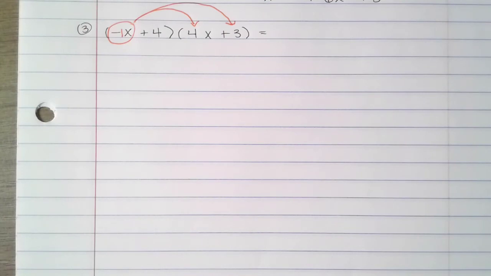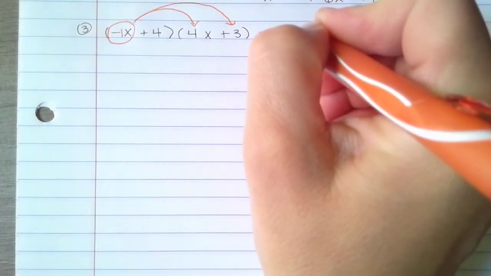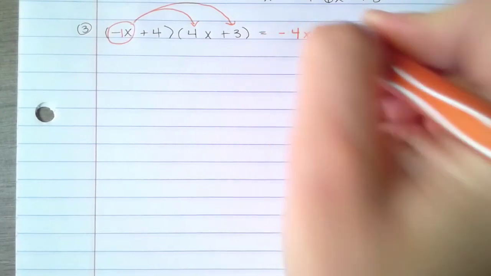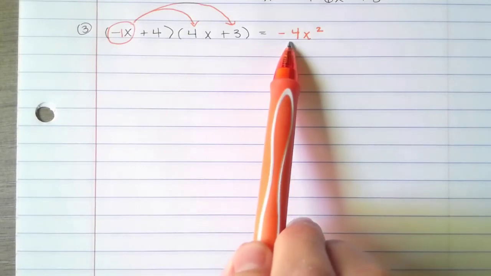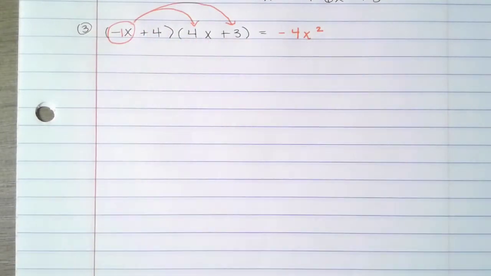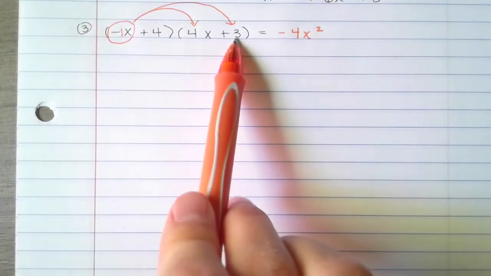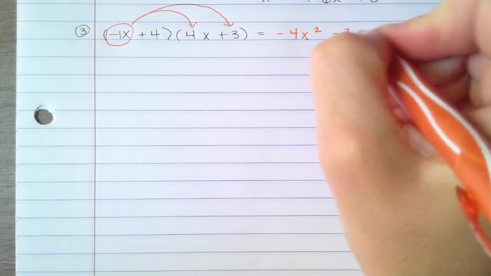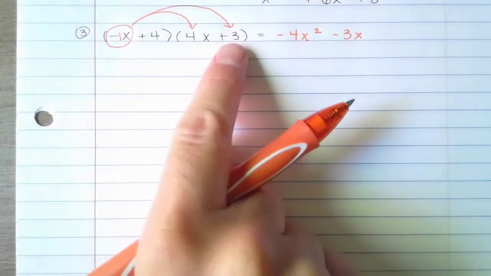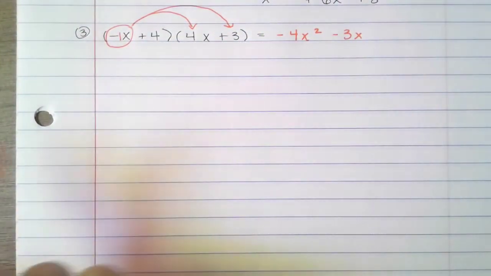So in this case, negative 1x multiplied by 4x is negative 4x squared. I'm getting that because the negative 1 times the 4 is negative 4, and x times x is x squared. And then we're going to take the negative 1x and multiply it by 3, which is negative 3x, because a negative 1 and a 3 is negative 3, and then x just is added on there.